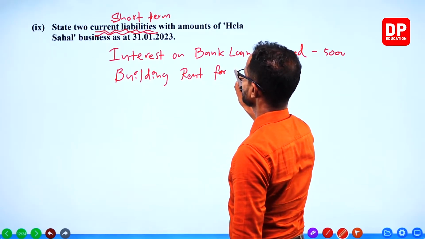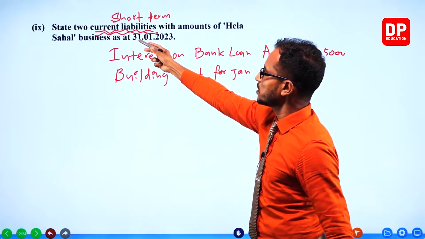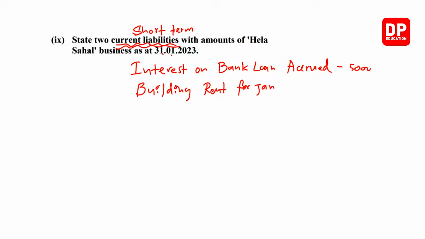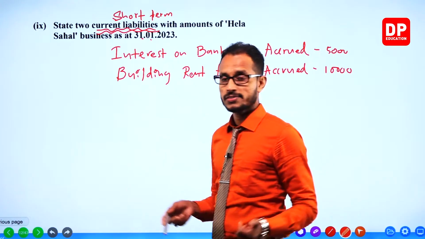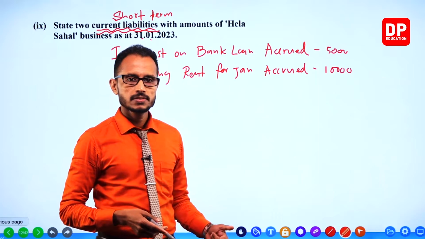For January. As at January 31st, right? Building rent for January, accrued. 10,000. Oh, well, that's that.